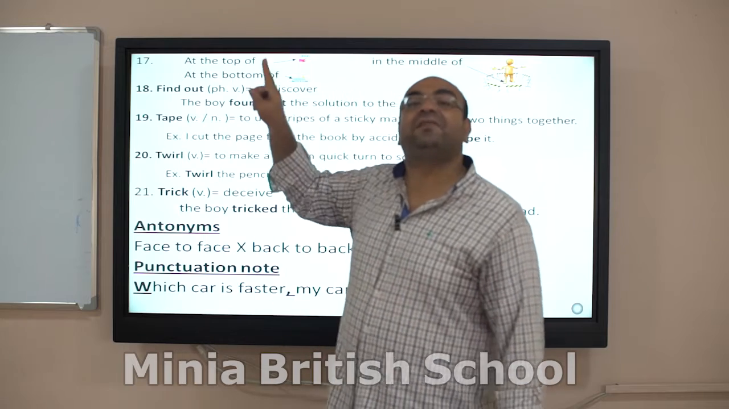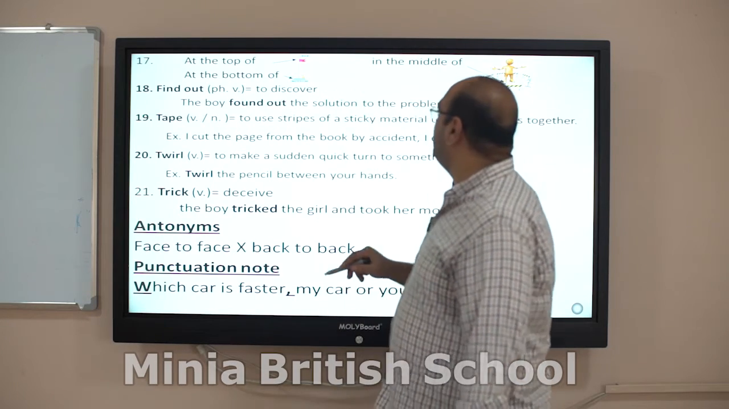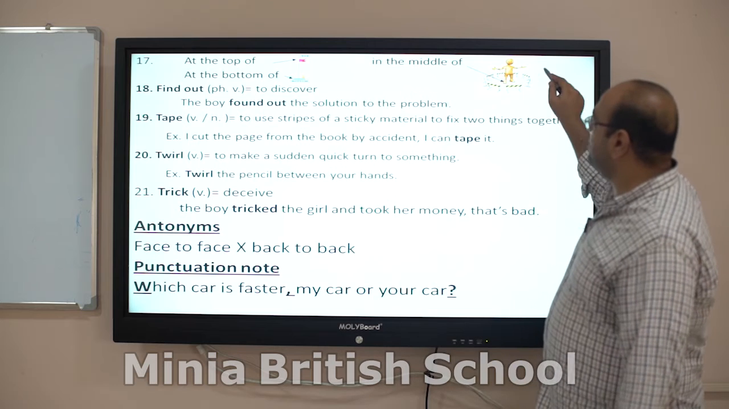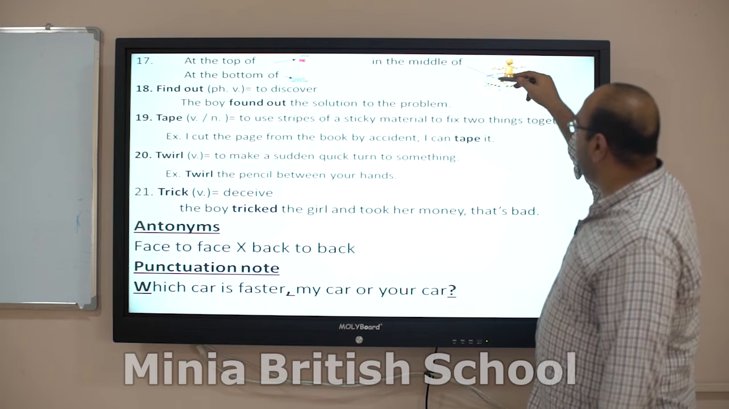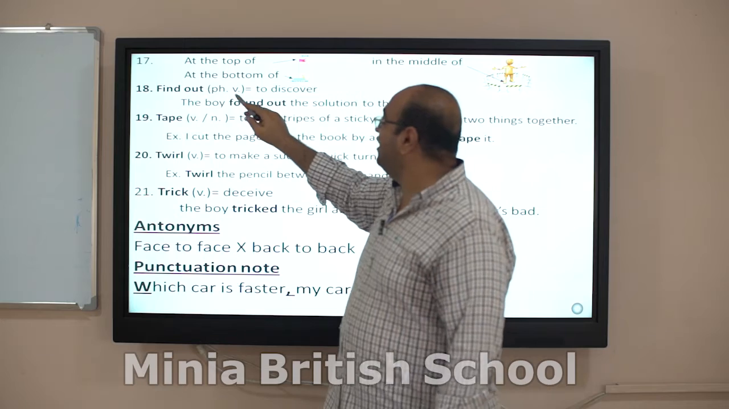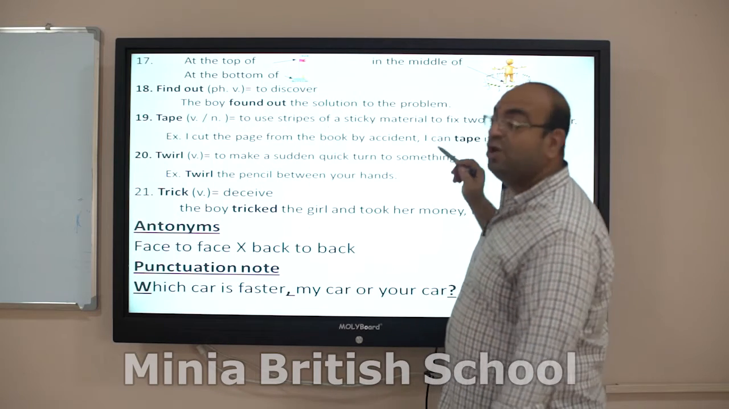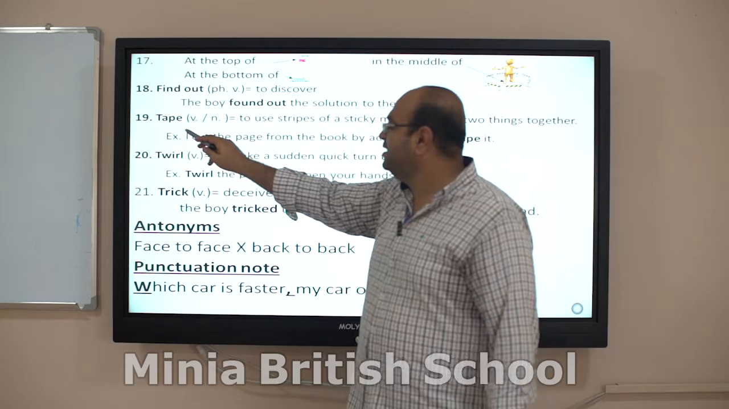Now at the top of. The same for bottom. At the bottom of. In the middle, you can see the man and you can see the obstacles around. Find out, to discover. The boy found out the solution for the problem.